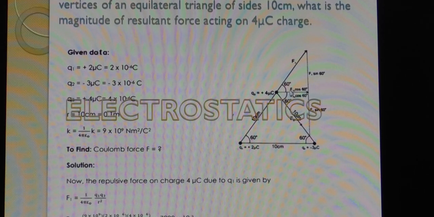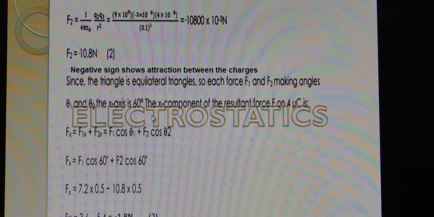Downward. So this is F2 cos of 60. What would be the direction? Rightward. All right. So in order to find the total force, you have to consider first all the horizontal components of forces, and all the vertical components of the forces.